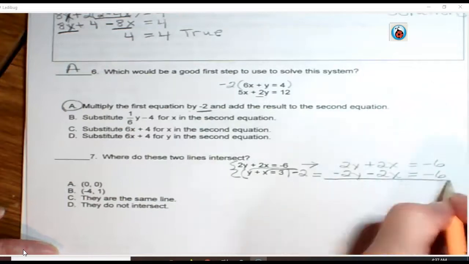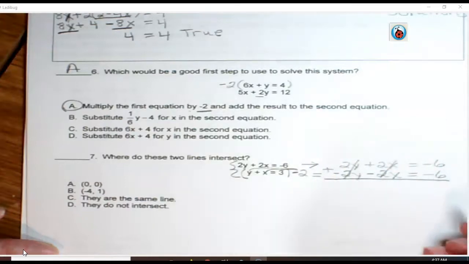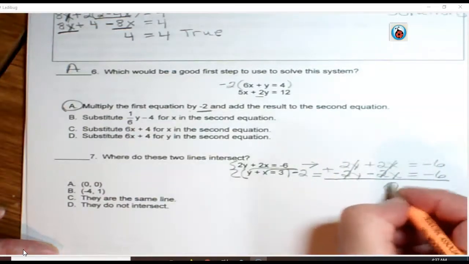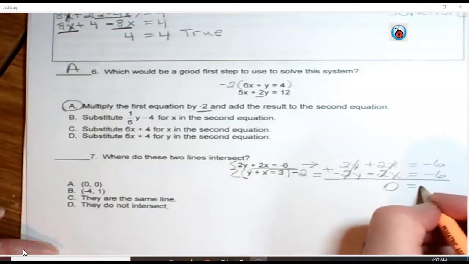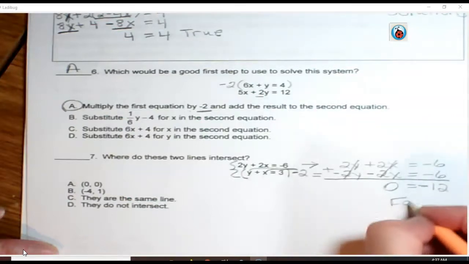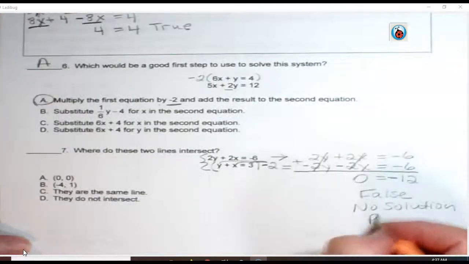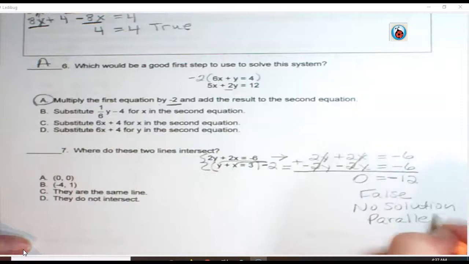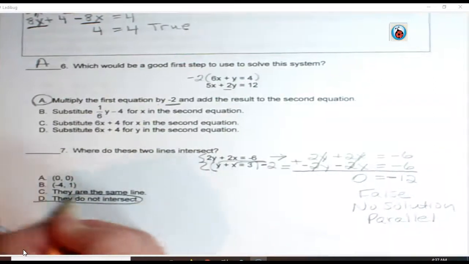Okay. I'm going to add these. Those guys will go away. Those guys go away. Oh no. So I have nothing over here equals -6 and -6. That's a -12. That right there is a false statement. So my answer would be no solution, which means they're parallel. So that means they do not intersect. Your answer is D.